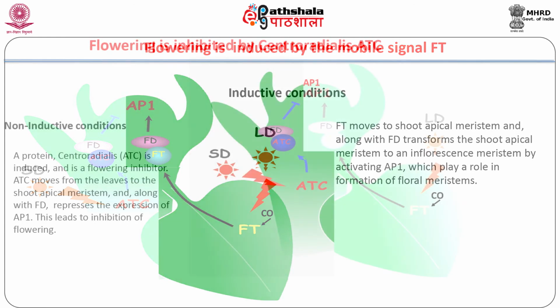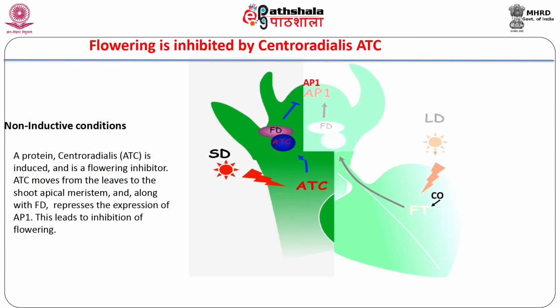Under short day conditions, another protein which is related to FT called terminal flower 1 or ATC is induced and is a flowering inhibitor. Like FT, ATC also moves from the leaves to the shoot apical meristem, and along with FD, it represses the expression of apetala-1. This leads to inhibition of flowering under short days in Arabidopsis, which is a long day plant.